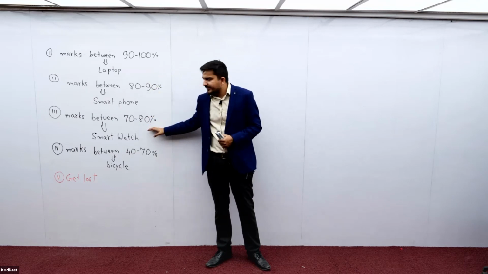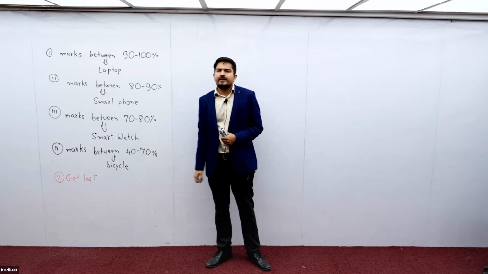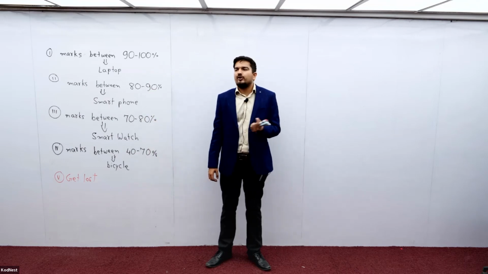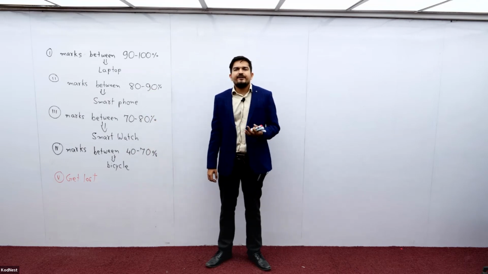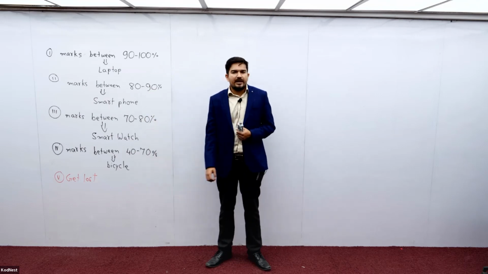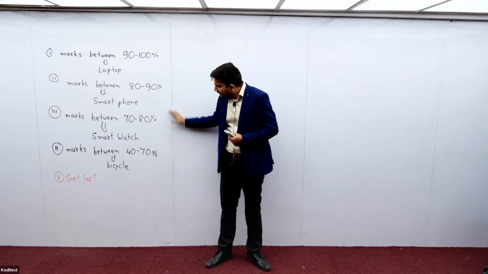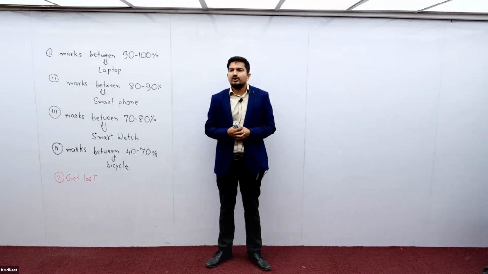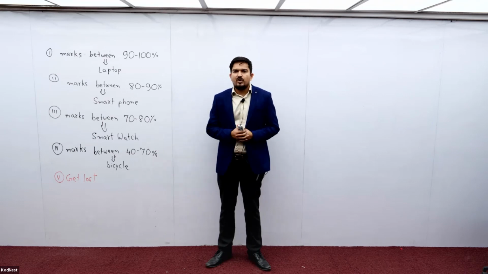If none of the three conditions is true, we will check the fourth condition. Is the marks between 40 to 70% or not? If that is the case, we are going to print, congratulations, you are going to get a bicycle. But if none of the four conditions are correct, what are we going to print? We are going to print something like system.out.println gets lost. This is what the program is all about.